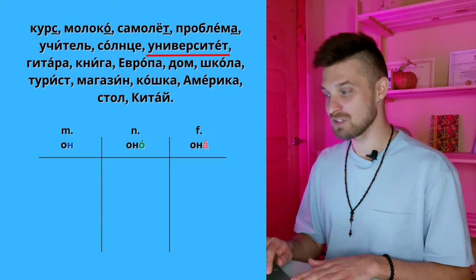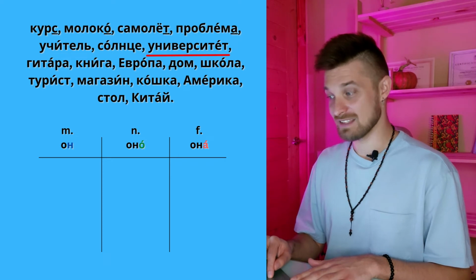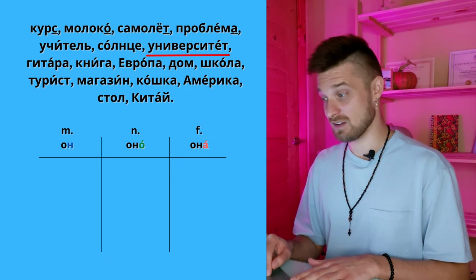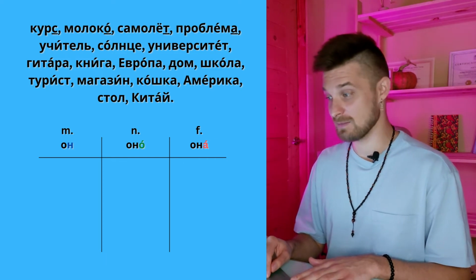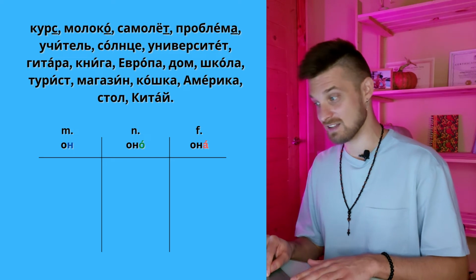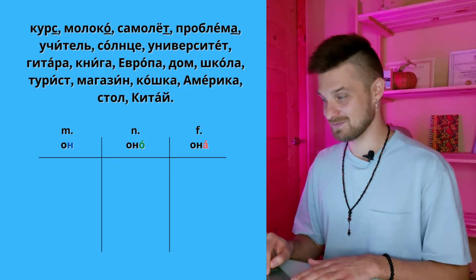Университет. Университет ends with a consonant, with t. Actually, we had a word which ended with t, самолет. So университет goes to the first column, masculine.